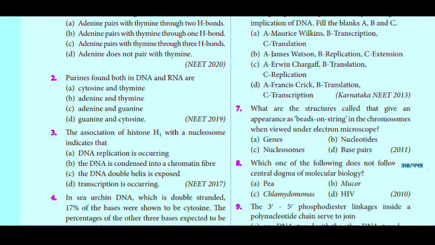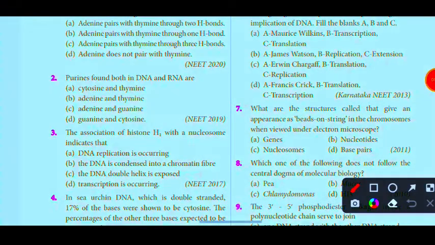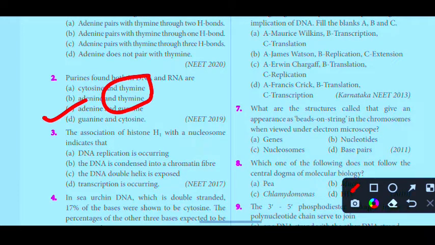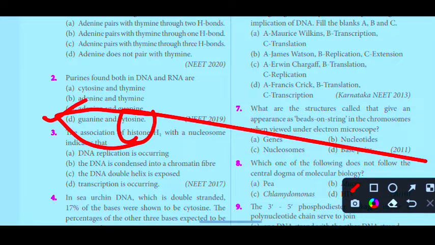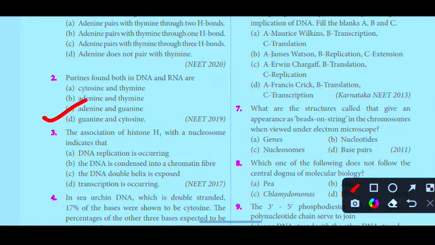Next question. Second question is, purines found both in DNA and RNA are. The options for this question are cytosine and thymine, adenine and thymine. Option C is adenine and guanine, and option D is guanine and cytosine. The answer is option C, that is adenine and guanine. Thymine is not present in both, and cytosine is pyrimidine.